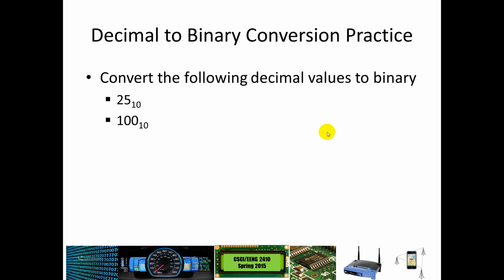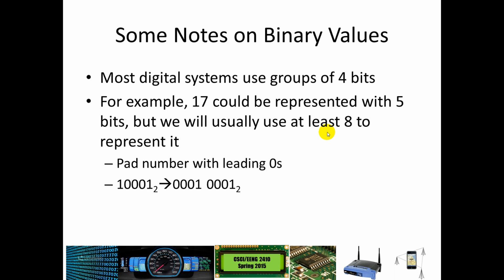Okay, and we're back. So hopefully what you figured out was 25 decimal works out to be 11001. And hopefully you found out that 100 decimal works out to be 1100100. If you didn't get those values, you might want to review the previous slides and see if you can figure out where you went wrong.